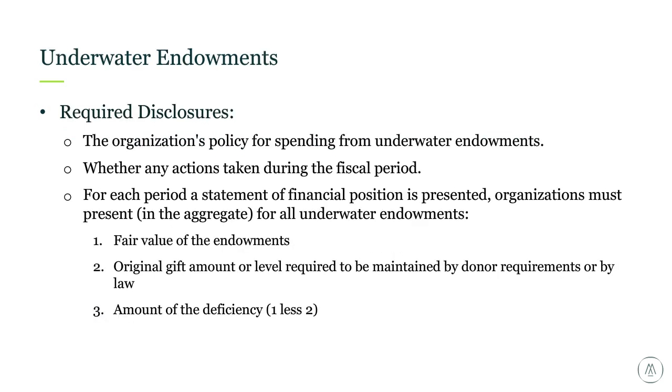So let's talk about the new requirements for underwater endowments. Current GAAP is to disclose aggregate amounts by which funds are underwater. This new ASU requires you to classify the underwater amounts of donor-restricted endowment funds in net assets with donor restrictions. The update also requires disclosure of the aggregate fair value of the underwater funds, the original gift amount, or amount required to be maintained by the donor or by law, and also the governing body's policy and decisions made to spend or not to spend from such endowment funds during the year.